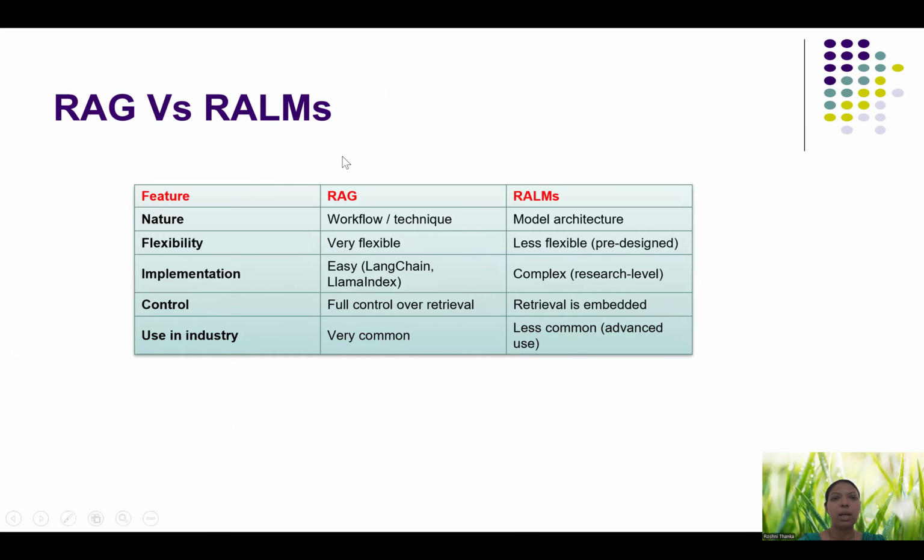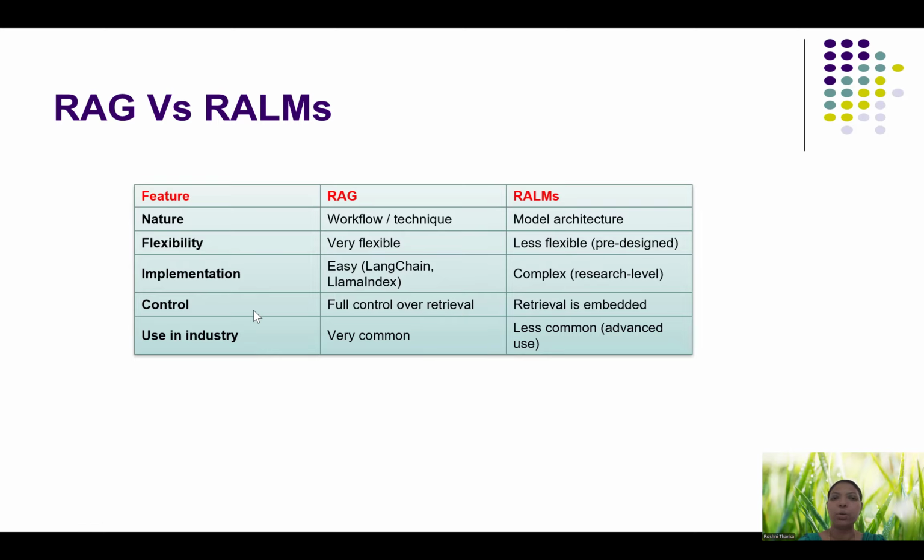If you see the difference, RAG is a workflow or a technique, one step after another: first embedding, then retrieve, then give to the LLM. But RALMs are a model architecture. The model itself is trained with the specific data. Flexibility is greater in RAG because I can ground it to any external data. But RALMs are less flexible because they are pre-designed; during the model training itself, we have to do it that way. The implementation of RAG is very easy. If you use a Python framework like LangChain, integration is very easy. But RALMs are complex because they are mostly used for research purposes.